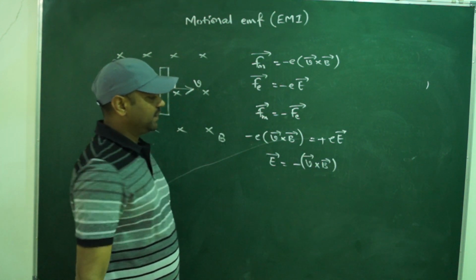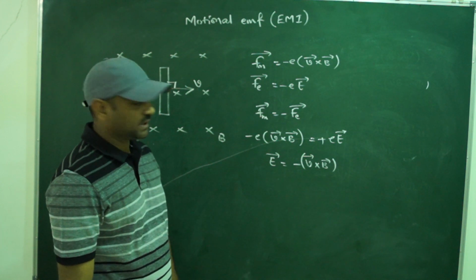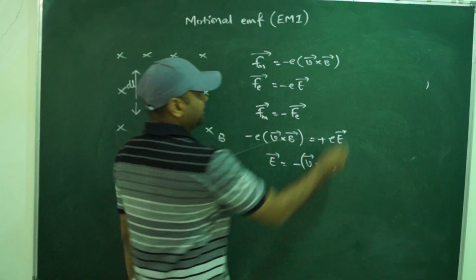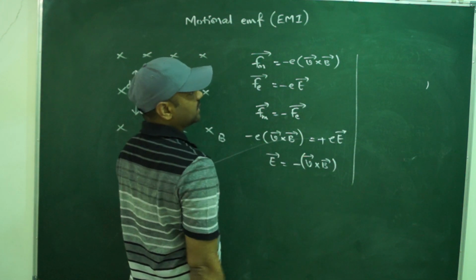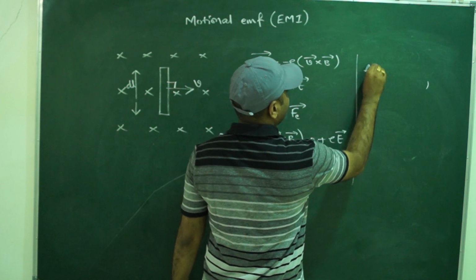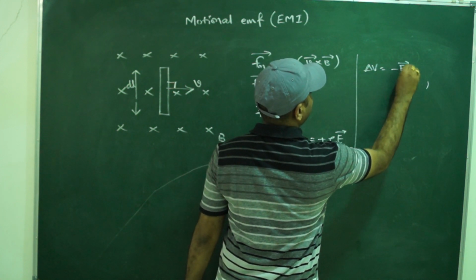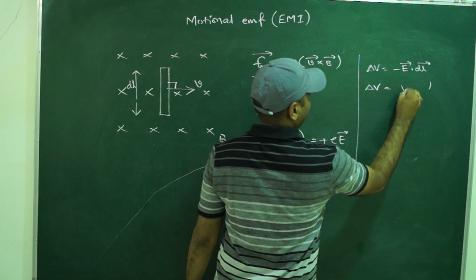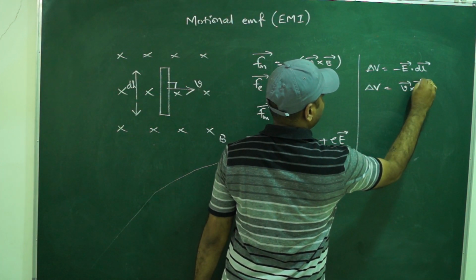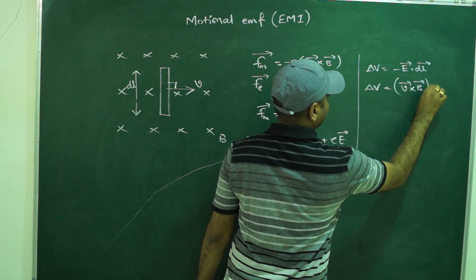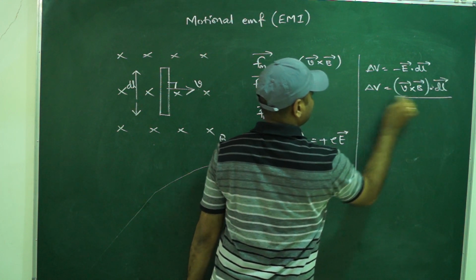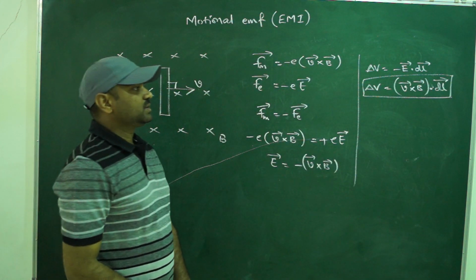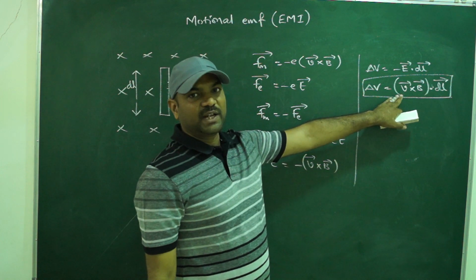This is the electric field value, magnitude and direction also. You can find out from this. Now this is the electric field across the rod. Now if I want to find out the potential difference, I can write down minus E bar dot dl bar. Then delta V will become V bar cross B bar dot dl bar. This is the potential difference in vector form. So this is the general formula, anywhere you can apply.